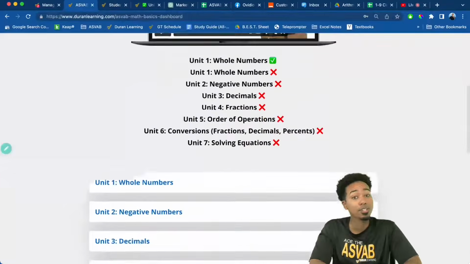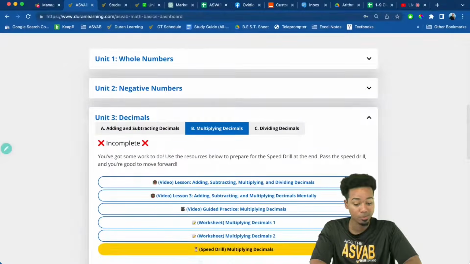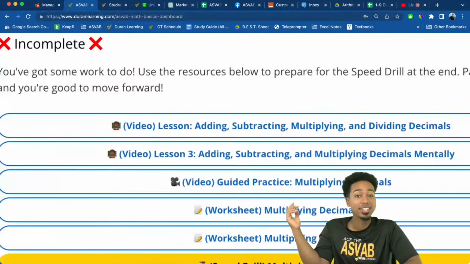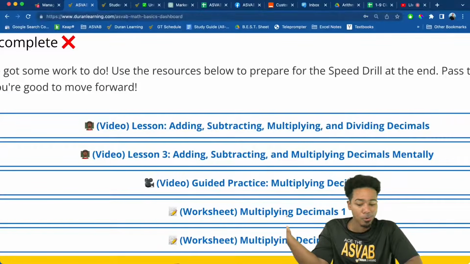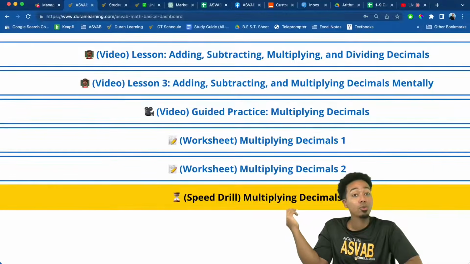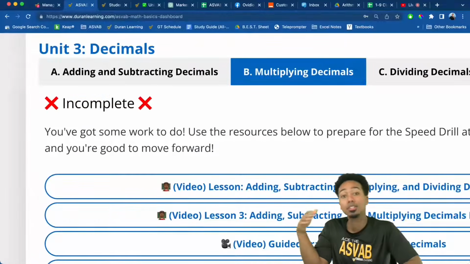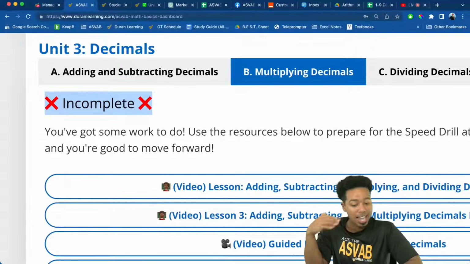And if you want to get better at decimals, right here, Unit 3, decimals. You want to get better at multiplying decimals, bam, you got everything. You got recorded lessons, on-demand recorded lessons. You have guided practice videos. You got worksheets, and then you have your ultimate speed drill at the end. And remember, you pass the speed drill to change that from an X, incomplete, to a green check mark. That's how you do it.